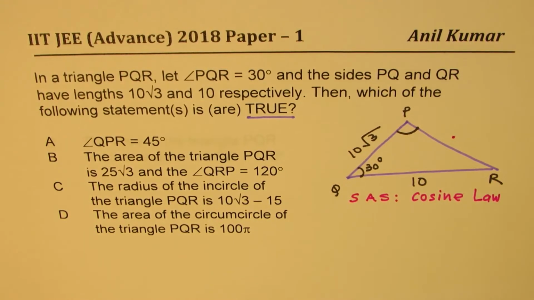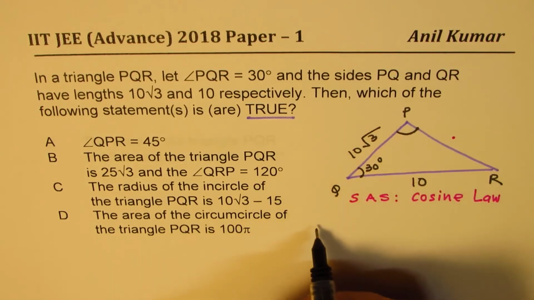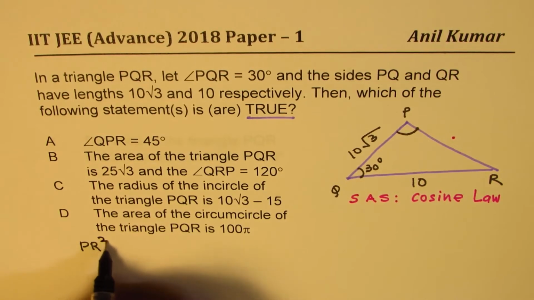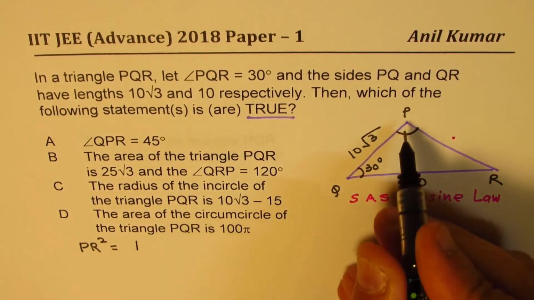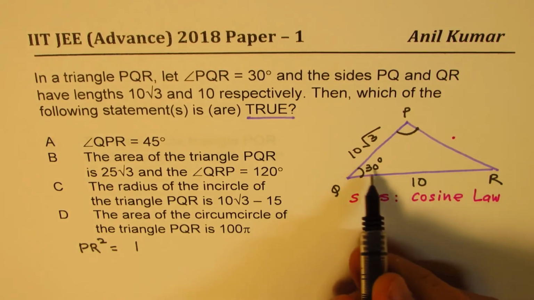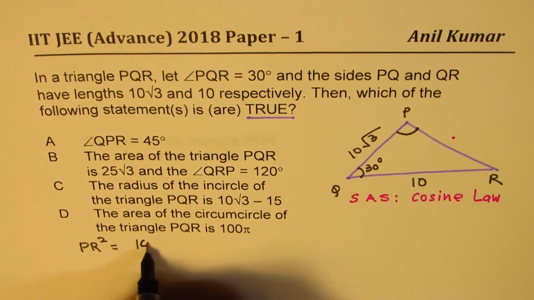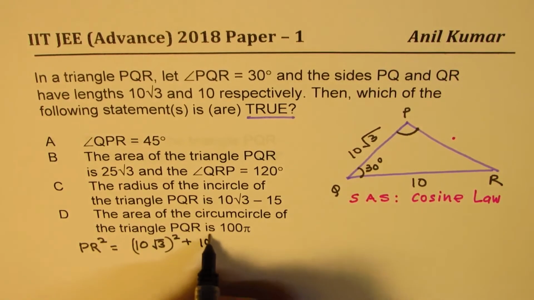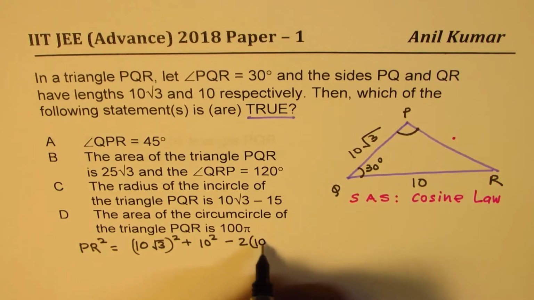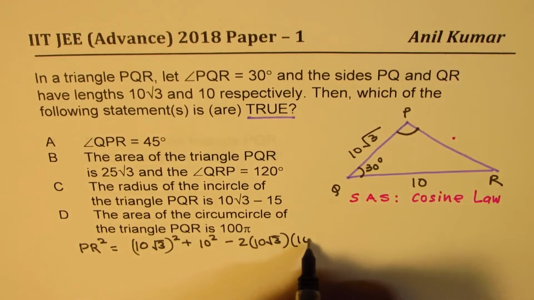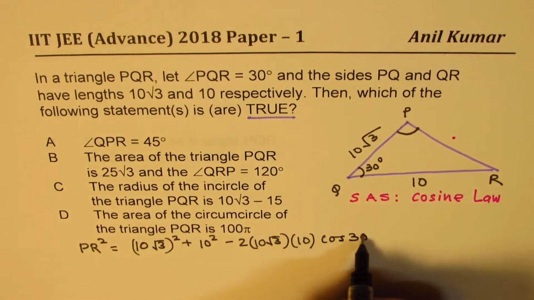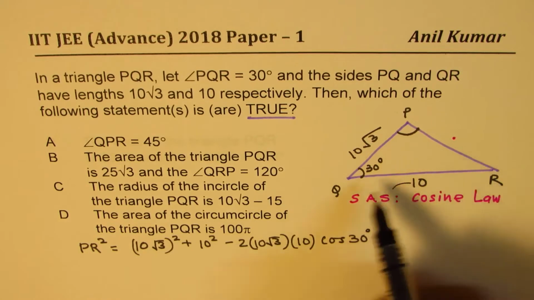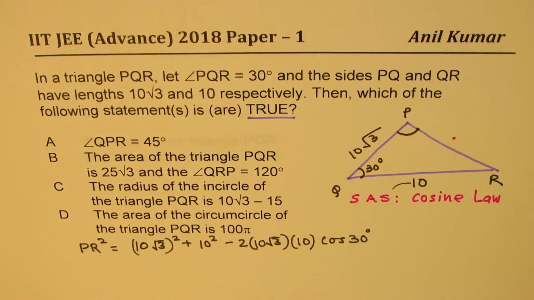Correct? So let's find what PR is equal to. So we can say PR square should be equal to QP square plus this square minus 2AB cos theta, right? So we'll write 10 square root 3 whole square plus 10 square minus 2 times 10 square root 3 times 10 times cos of 30 degrees. So that is what PR square is. Once we know PR, we can use sine law and find the angle, correct?